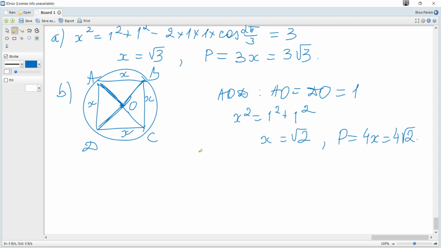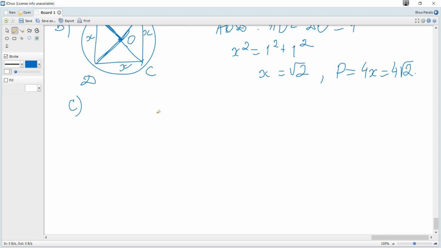The next, C. Find the perimeter of a regular hexagon of side lengths x units inscribed in a circle of radius 1 unit, 2 marks. So we should consider a hexagon inscribed in a circle.